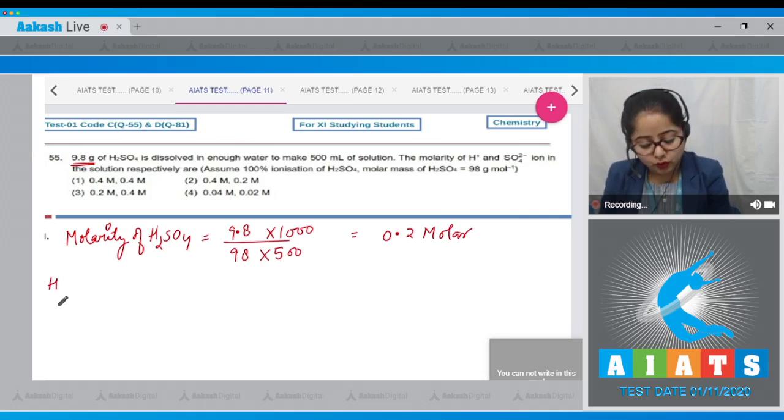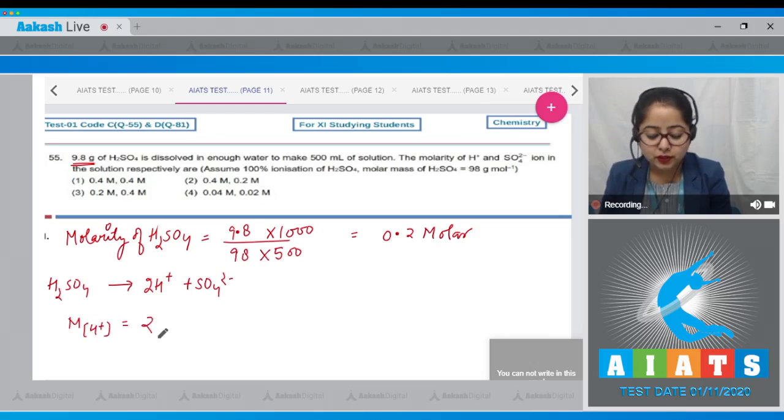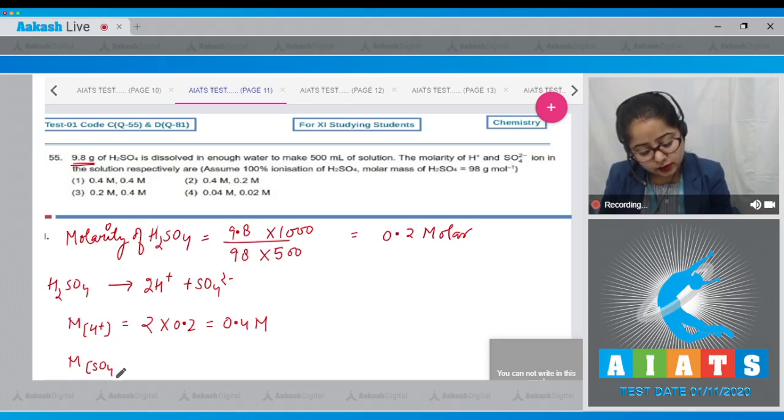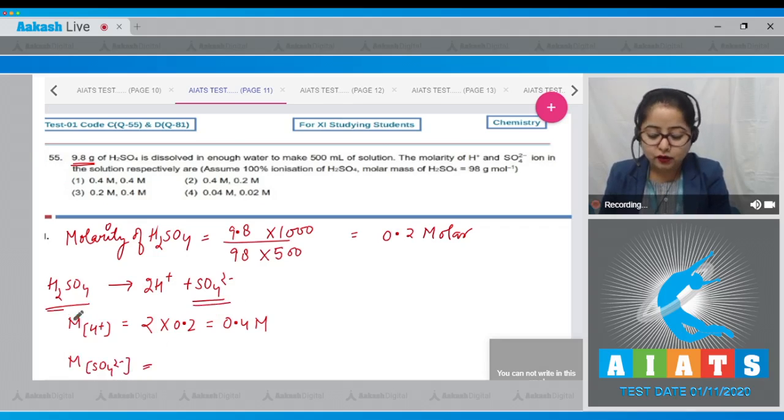Now student, we all know that H2SO4 ionizes to give 2H plus and SO4 2 minus. So the molarity of H plus will be 2 into the molarity of H2SO4, which is 2 into 0.2, which is 0.4 molar, and the molarity of sulfate ion, that is SO4 2 minus ion, will be the same as the molarity of H2SO4, which is equal to 0.2 molar. That means the correct answer for this question is option number 2.